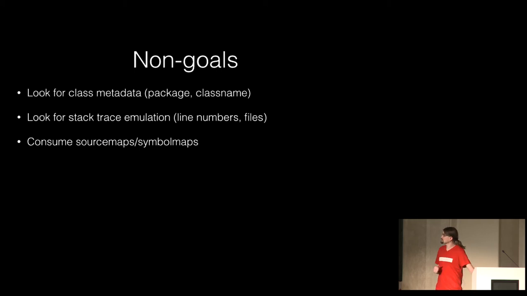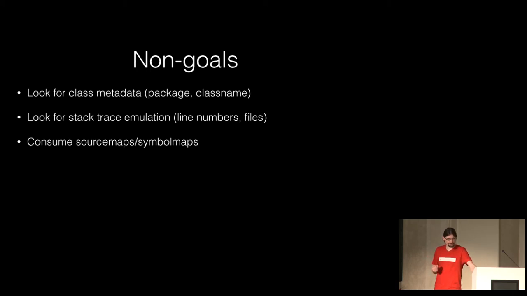And I'm not planning on consuming source maps or symbol maps. Source maps, of course, being the mechanism that we use to debug in the browser or in IntelliJ or Eclipse, and map from SuperDev Mode JavaScript back to our original Java. Symbol maps are used for some stack trace deobfuscation, for example, figuring out what the symbol meant when it was run and what it maps back to in Java. And usually these are not shared. Usually these are not publicly available.